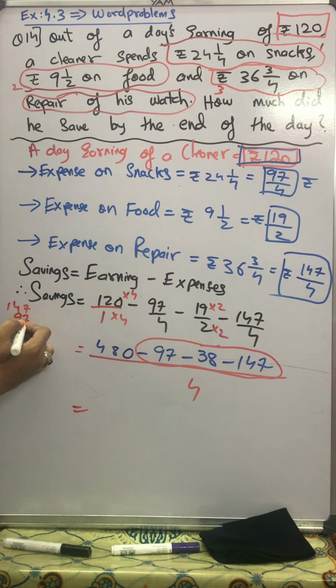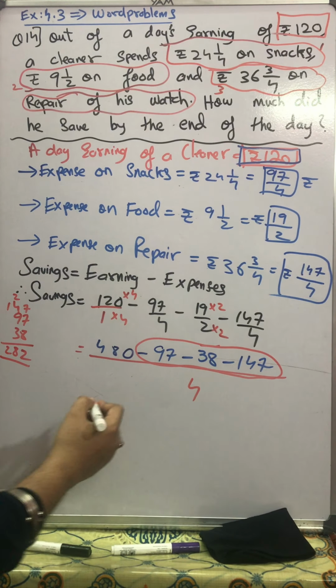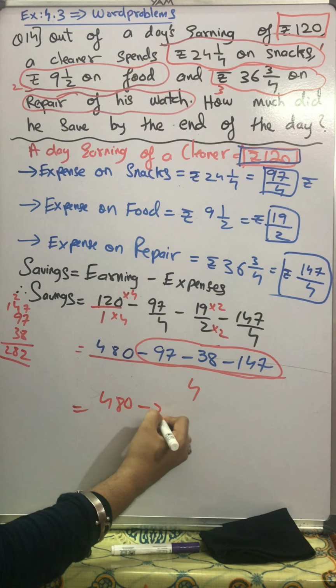7 plus 7, 14. 14 plus 7 is 21. 14 plus 8 is 22. Carry 2. 3 plus 9 is 12. 12 plus 4 is 16, 17, 18. Carry 1. It becomes 282. So what we are doing, 480 minus 282.